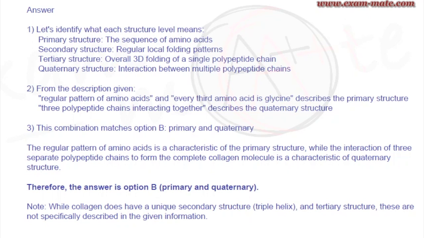The regular pattern of amino acids is a characteristic of the primary structure, while the interaction of 3 separate polypeptide chains to form the complete collagen molecule is a characteristic of quaternary structure. Therefore, the answer is option B, primary and quaternary. Note, while collagen does have a unique secondary structure, triple helix, and tertiary structure, these are not specifically described in the given information.